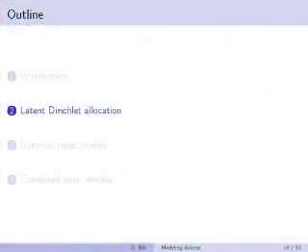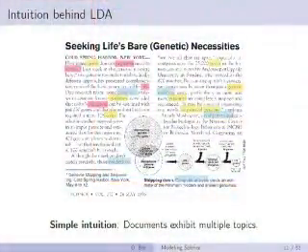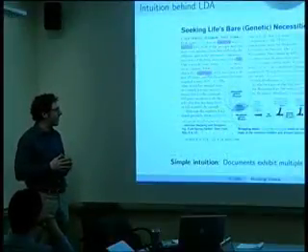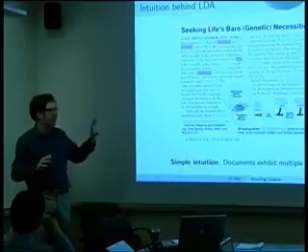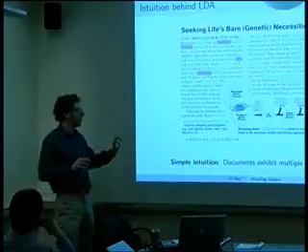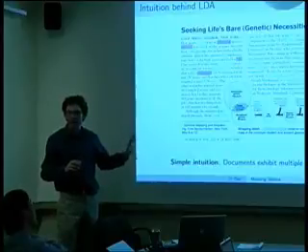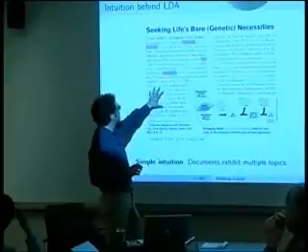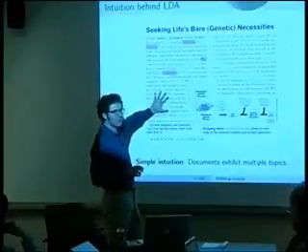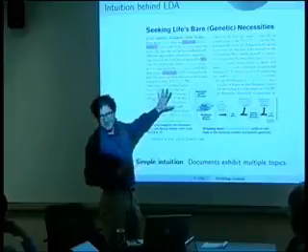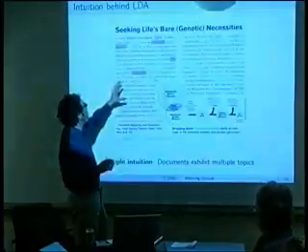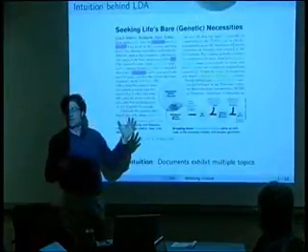Let's begin by quickly going over latent Dirichlet allocation. Latent Dirichlet allocation, or LDA, is a topic model, and this will give you an idea of the process of hierarchical modeling. The idea is that we have a simple intuition, which is that documents exhibit multiple topics. Here's a document, Seeking Life's Bare Genetic Necessities. This is about determining automatically how many genes an organism needs to survive.